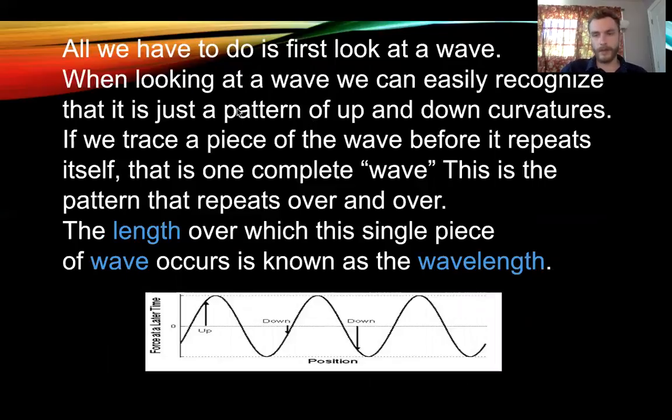When looking at a wave, we can easily recognize that it's just a pattern of up and down curvatures. So if we trace a piece of the wave before it repeats itself, that is one complete wave. This pattern repeats over and over again, and the length over which this single piece of wave occurs is known as the wavelength.